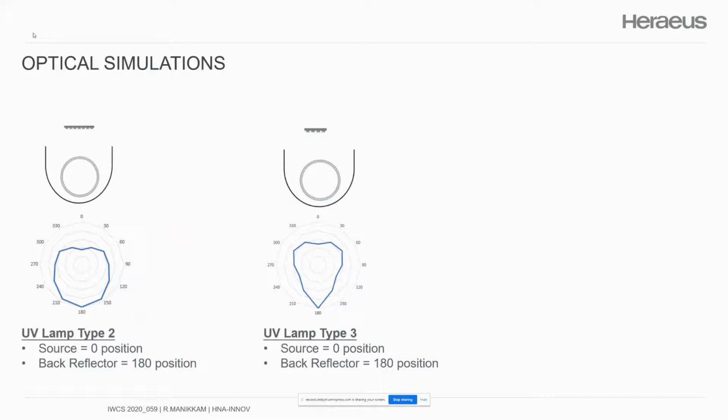Lamp 3 is shown here, and its corresponding radar plot. So we have the source again at the 0 position with the back reflector centered about the 180 position. And similar to lamp type 2, we see that the intensity is much higher on the back side of that fiber, so the side closest to the 180 position versus the side closest to the 0 position.